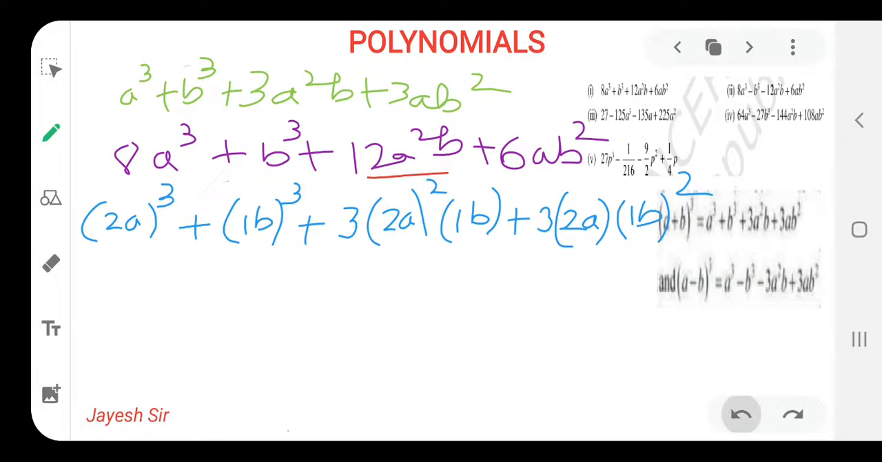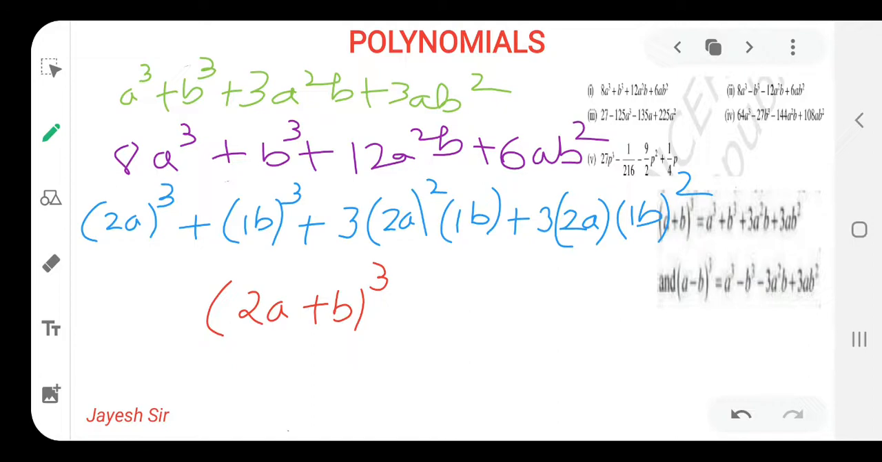Our next step is we want 6a. 3 times 2 is 6, into a, 6a into b square, that means 6ab square. Yes, that is perfect as per our question. That means the values of a and b that we have assumed are correct. So the final answer would be 2a plus b the whole cube. That is our final answer.